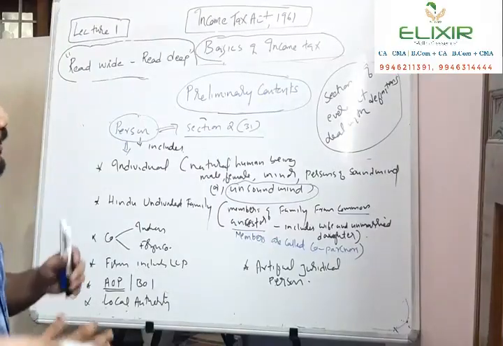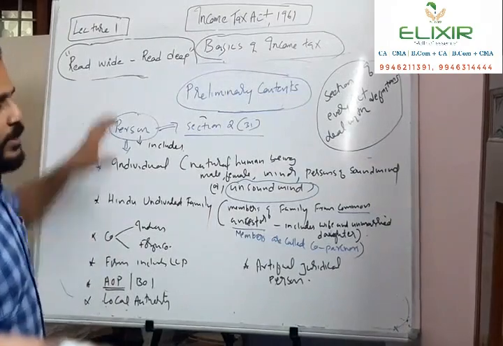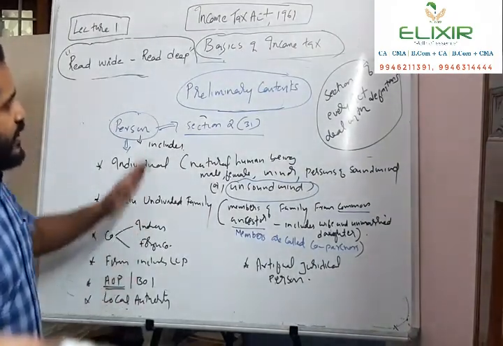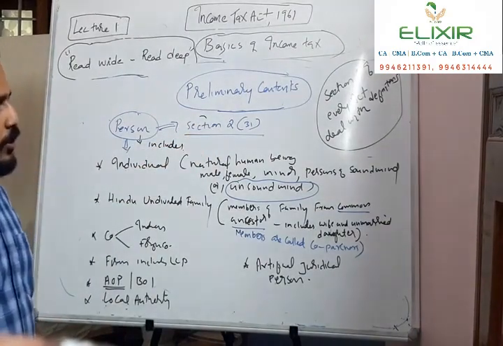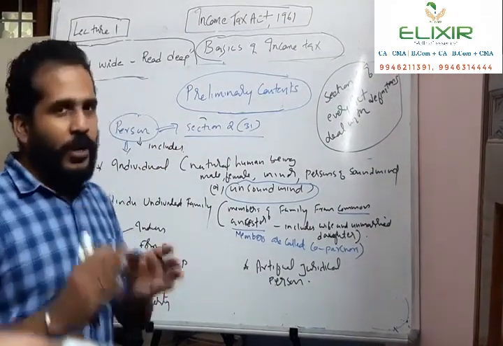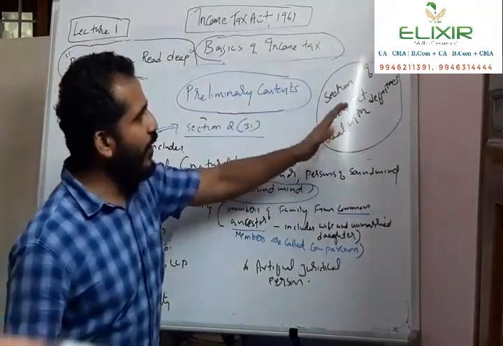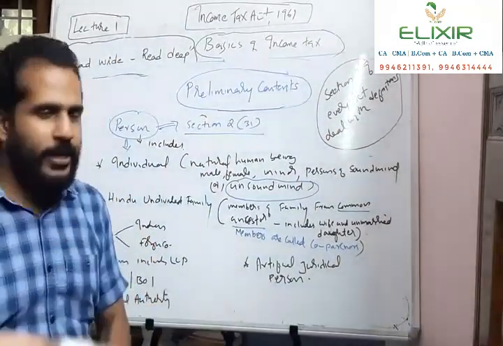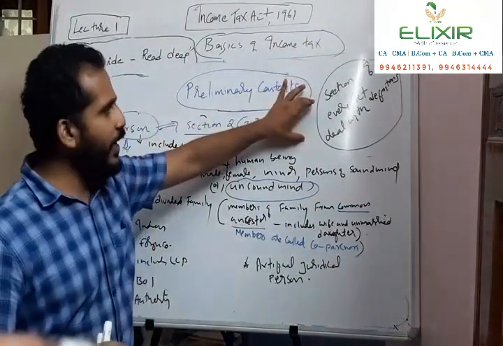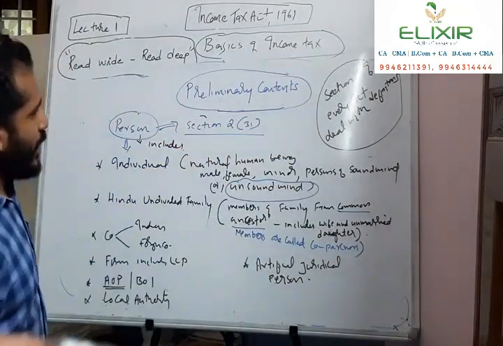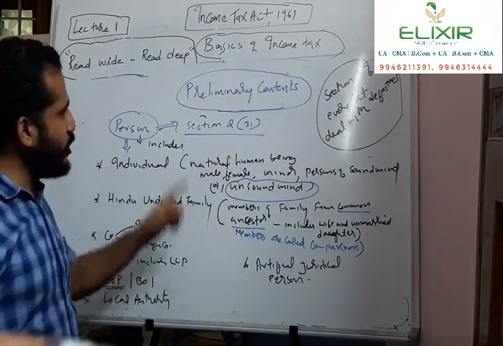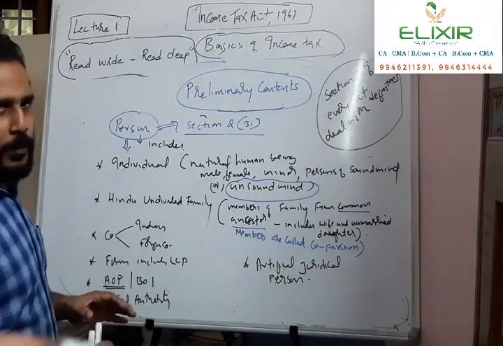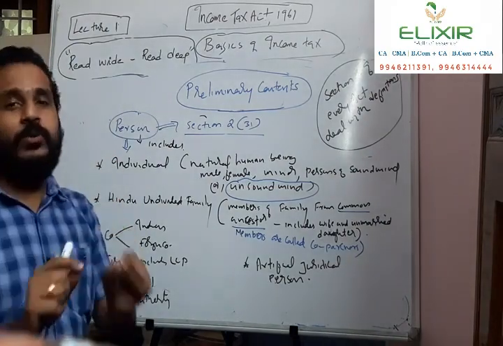So let us analyze the concept of person as defined by the Income Tax Act 1961, Section 2. At the very outset, I'll give some information. Section 2 of every act deals with definitions. Even if it is the Companies Act or any other act, Section 2 of every act deals with definitions. As per Section 2, subsection 31 of the Income Tax Act, it defines a person as an inclusive definition.